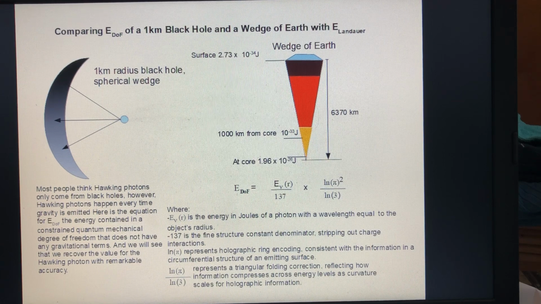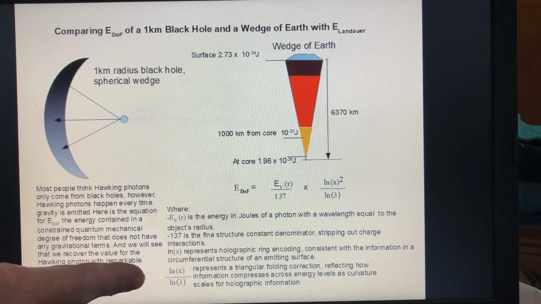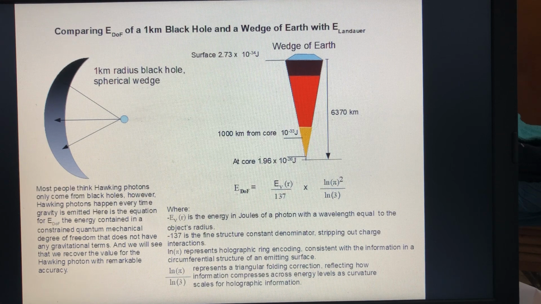Now we also have the natural log of pi over the natural log of 3. So this is the scaling factor. Above you saw the factor was emitted by a ring, but this particular factor scales. So we will see this show up there. It represents a triangular folding correction reflecting how information compresses across energy levels as curvature scales for holographic information. So this also means that we go from the curvature of the cosmic horizon at 13.8 billion light years, and then that is compressed and folded down to the object of local radius. And that's how we derive the energy levels.